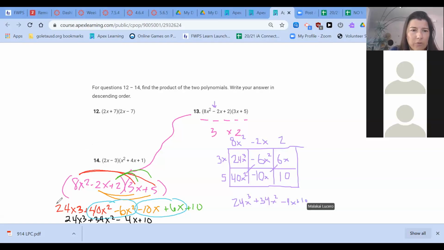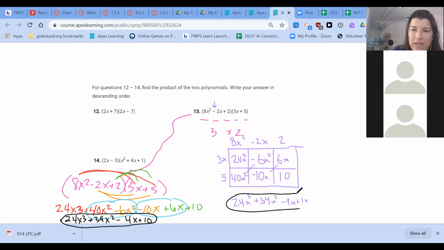Beautiful. 24x cubed plus 34x squared minus 4x plus 10. Final answer. Beautiful. And it's in descending order. All right, elbow bump. Good job.